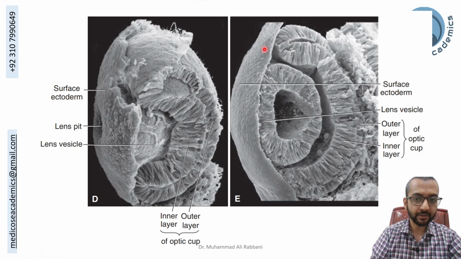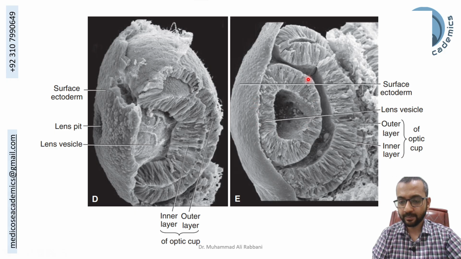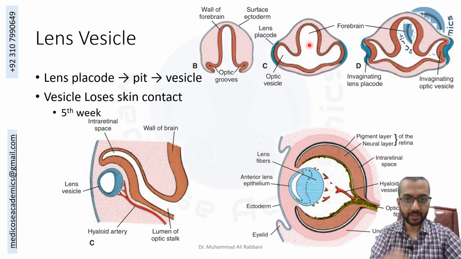So these are again those pictures we saw in the previous slide. These show the lens pit, this lens vesicle, this is the inner layer of retina, this is the outer layer of retina. As you can see in this picture, the interretinal space has been obliterated. Again, in a little more advanced form, the lens pit has disappeared and the lens vesicle has separated. So here is the lens vesicle from the surface ectoderm, the inner layer of retina and outer layer of retina with the obliterated interretinal space between them.